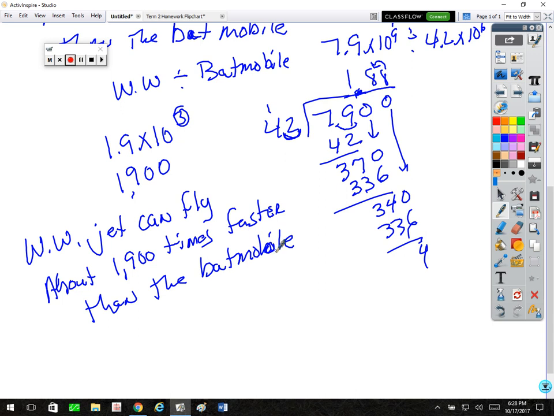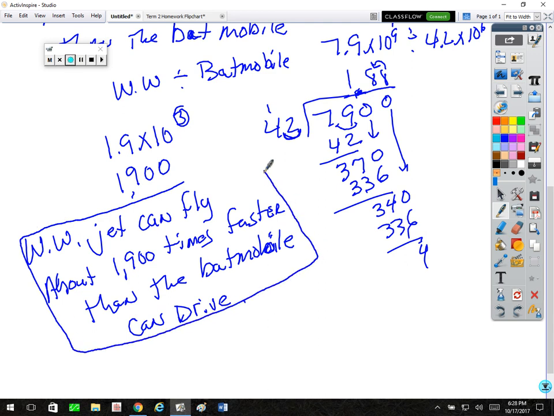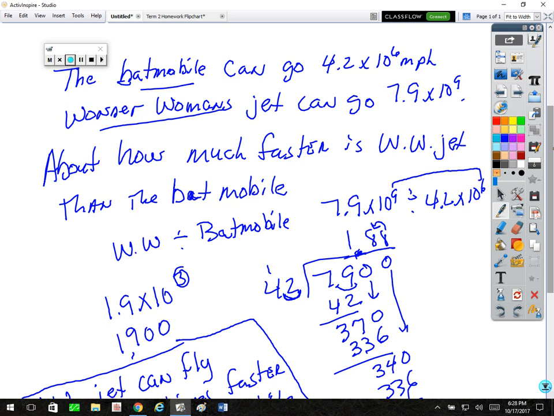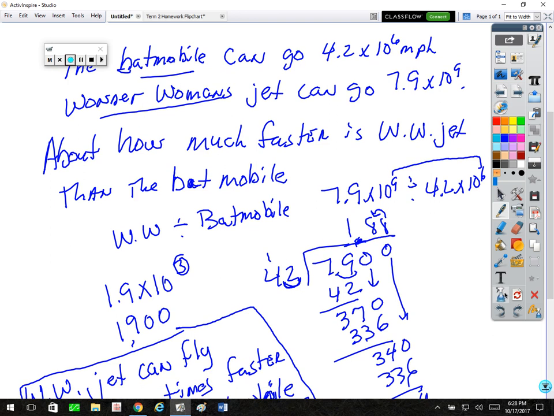Sorry, y'all, this is terrible. Let's back up. The Batmobile can drive. Okay? So if you're looking at that, that's what we're looking for here. Wonder Woman's jet can fly about 1,900 times faster than the Batmobile can drive. Okay? This is the key. And y'all, I'm sorry again for this pen. It's kind of a combination of my writing and this pen. But you get the gist of what we're trying to do here. Okay? Alright, so try the one on your homework, and let's talk about some more in class tomorrow. Okay? See you tomorrow.